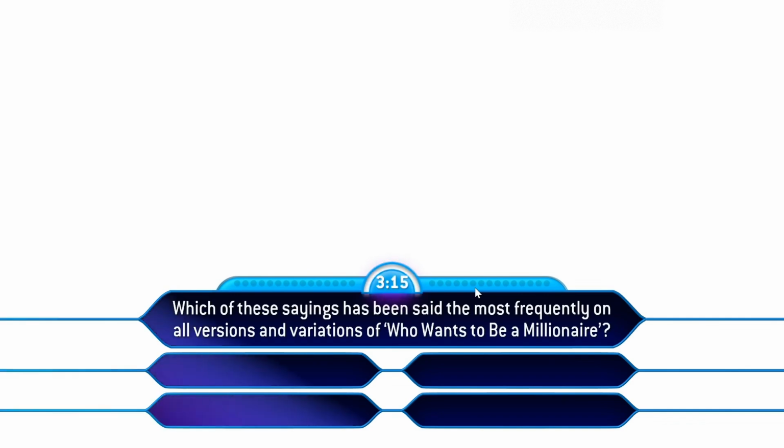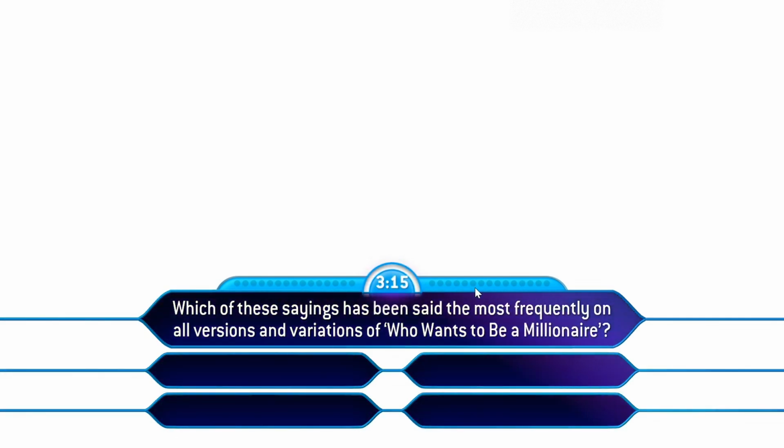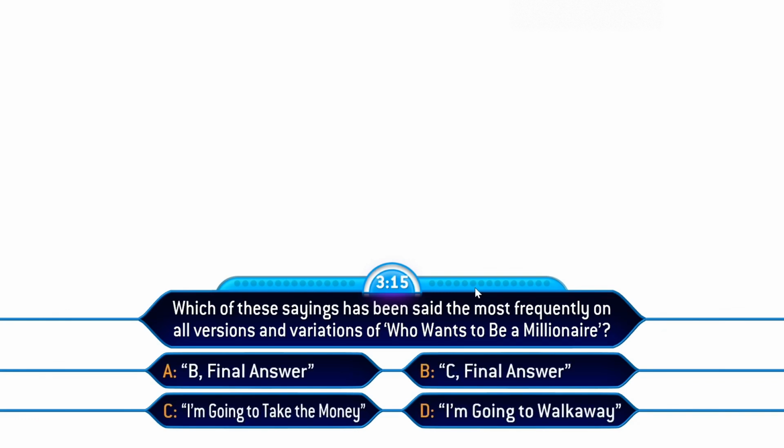Well, let's see if we can tempt you. You've managed to save 1 minute and 15 seconds. But first up, here it is for 100 million. Which of these sayings has been said most frequently in all versions and variations of Who Wants to Be a Millionaire? B, final answer. C, final answer. I'm going to take the money. I'm going to walk away. Start the clock.